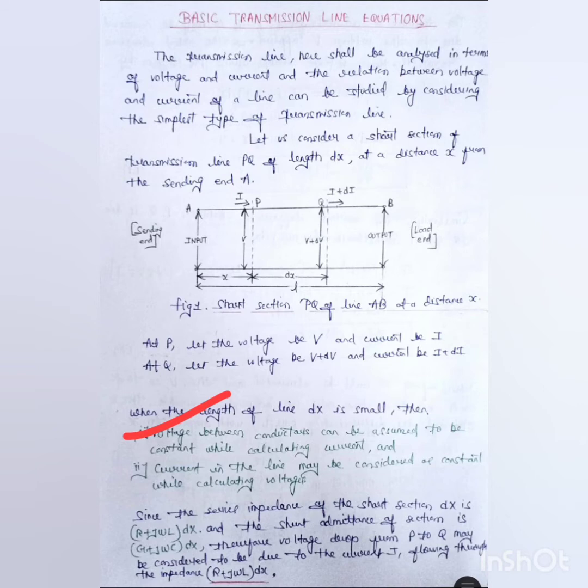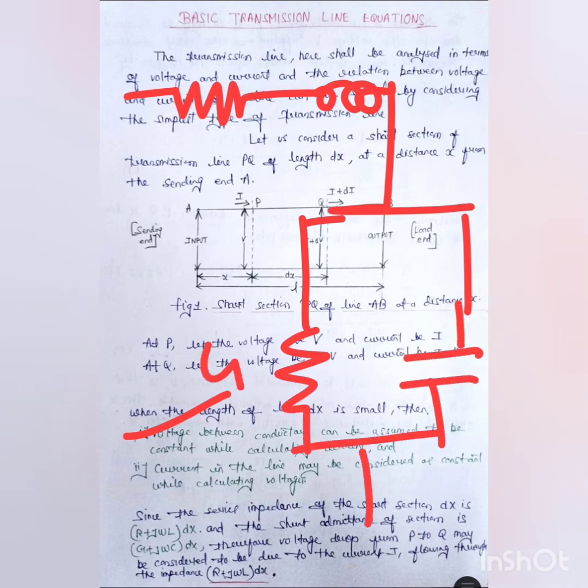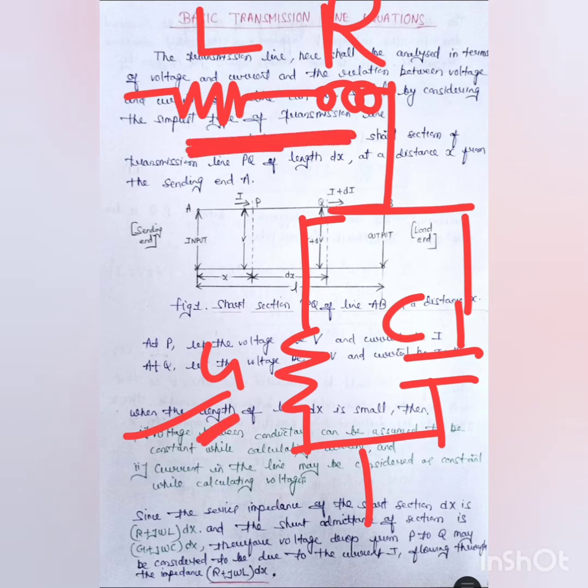And as we already discussed in our equivalent circuit of the transmission line, in the series part we have inductor and resistance. Likewise, in the parallel path we have conductance and capacitance. So this is the inductance L, this is the resistance, this is the conductance, and this is the capacitance. This is called the series impedance, and these both are called the shunt admittance.